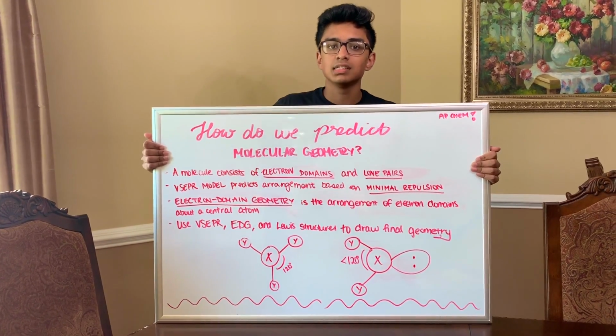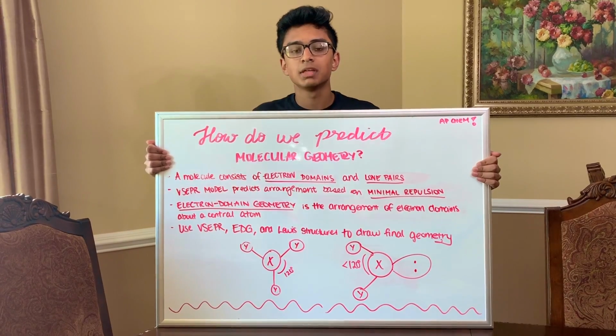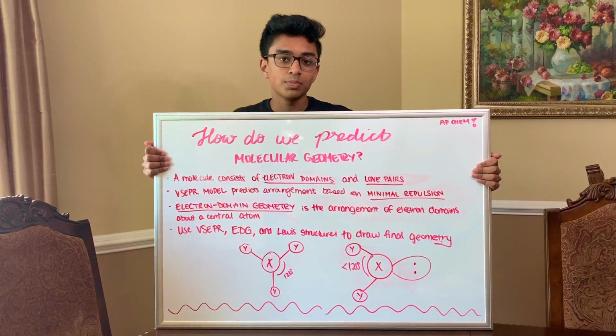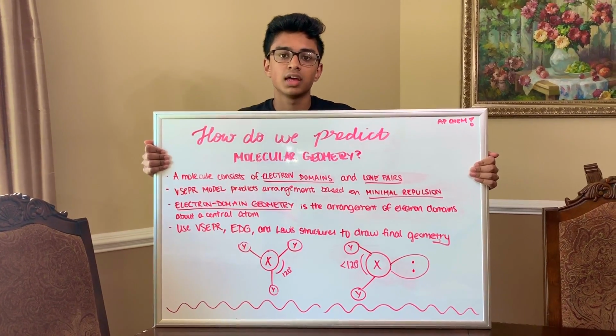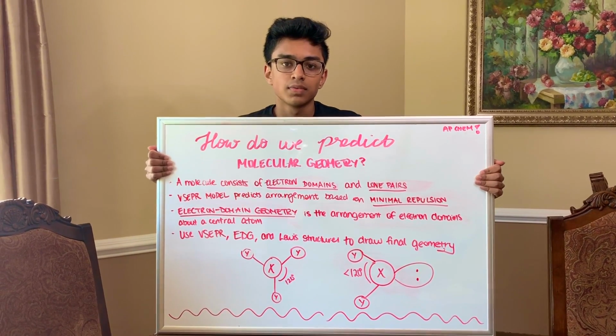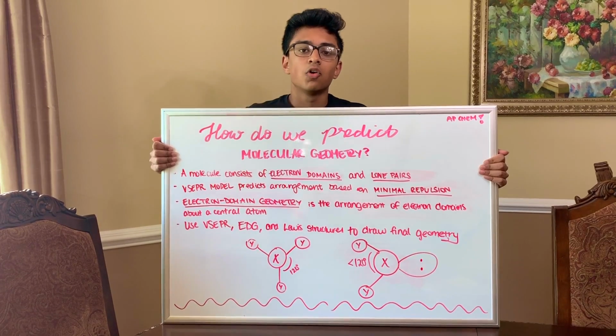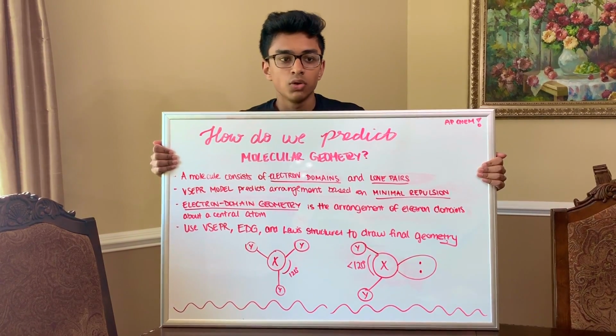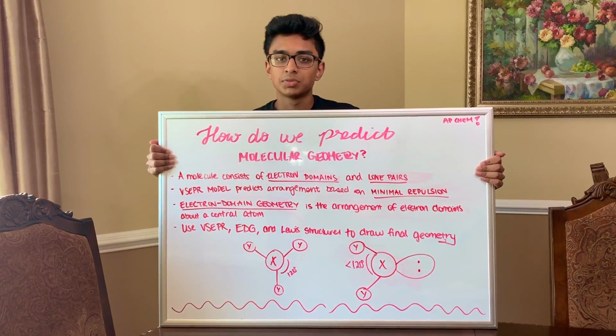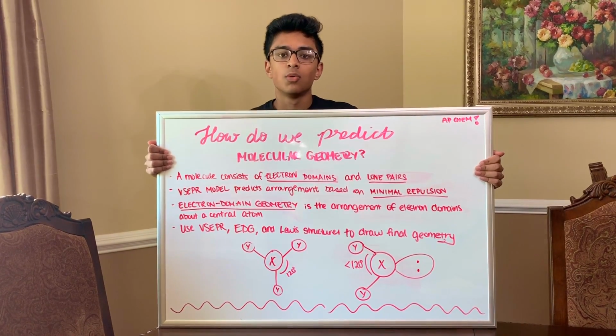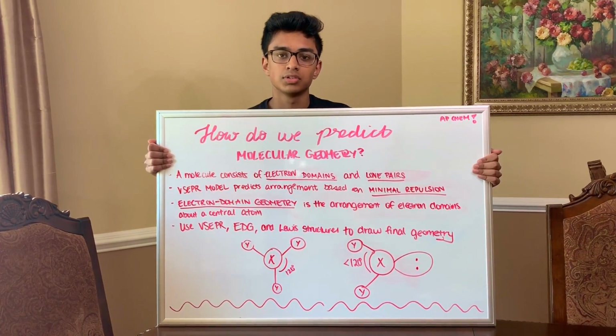The VSEPR model takes in these two kinds of domains and arranges them based on minimal electron repulsion. Lone pairs have more electron repulsion than electron domains. Furthermore, electron domain geometry describes electron domains around the central atom. Using electron domain geometry, the VSEPR model, and even Lewis structures, we can effectively draw a molecular geometry.